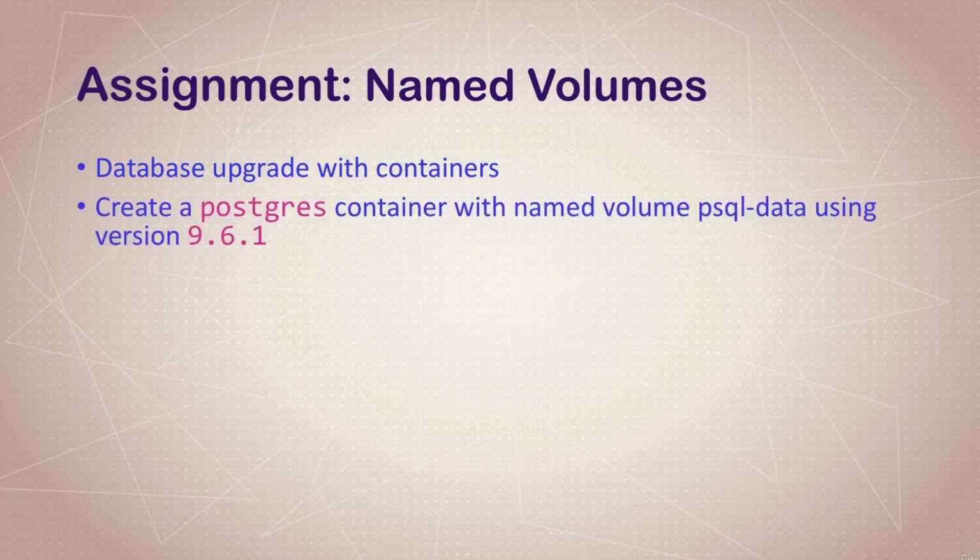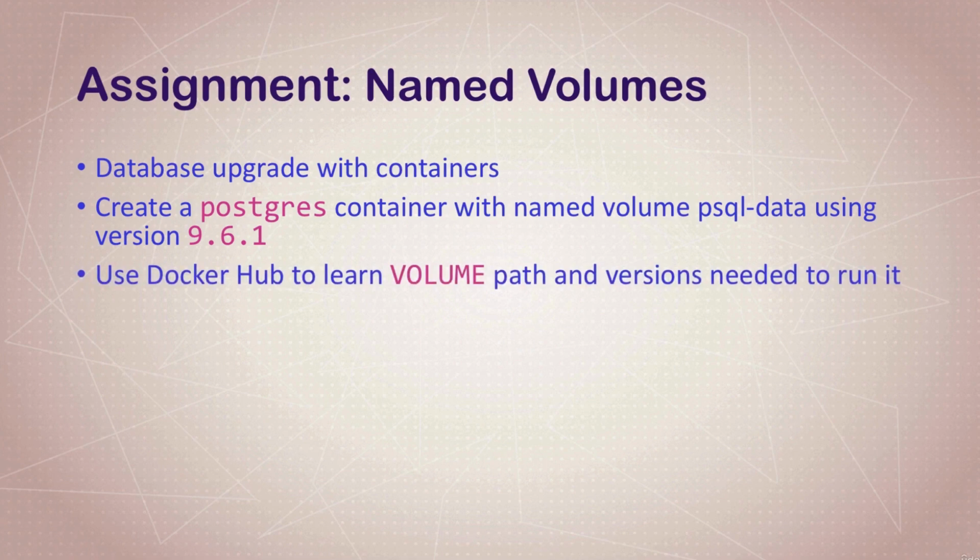So what you're going to do for this assignment is use Docker Hub to get some info around updating the specific version of Postgres. And we're going to start with you specifically creating a container using version 9.6.1, which is an older version. And you're going to need to create a named volume. So you're going to have to lean on Docker Hub's documentation for this using the official Postgres repository.